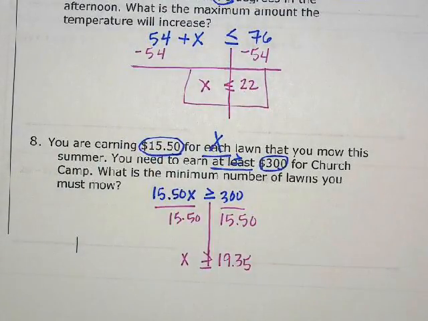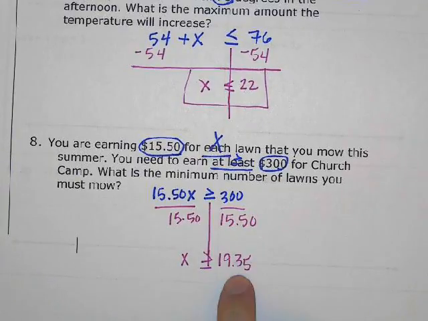Okay, how many lawns do you have to mow? 19 or 20. Well, which one? 19 and 20 will be answer choices, so which one? 20. Can you mow 0.35 of a yard? No. Okay, you cannot mow 0.35 of a yard. They would not pay you because you didn't do your full job.